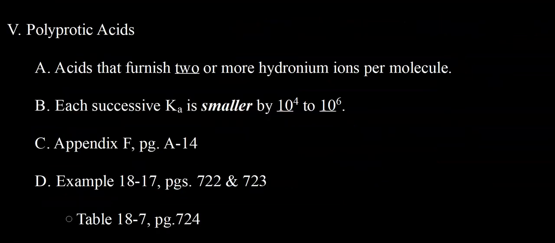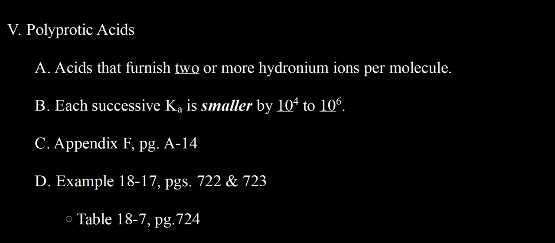We've got polyprotic acids. So far everything we've been working with are monoprotic acids. Polyprotic acids, if you recall, are acids that furnish two or more hydronium ions or hydrogen ions per molecule. Some common examples are sulfuric acid, H2SO4, sulfurous acid, H2SO3, phosphoric acid, H3PO4, and carbonic acid, H2CO3. Those are all polyprotic acids.